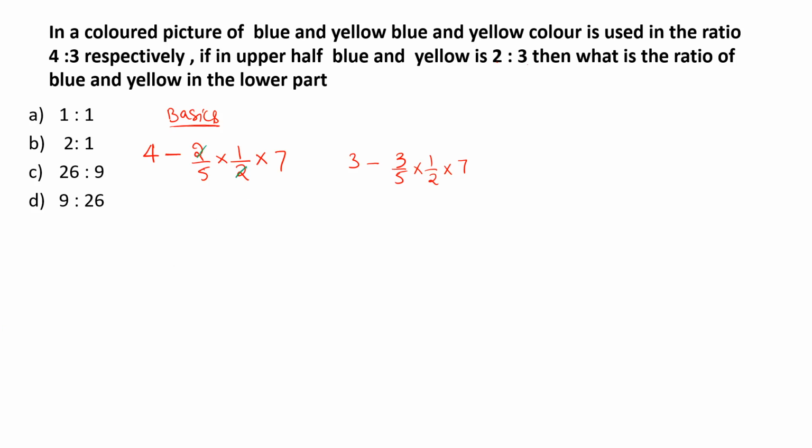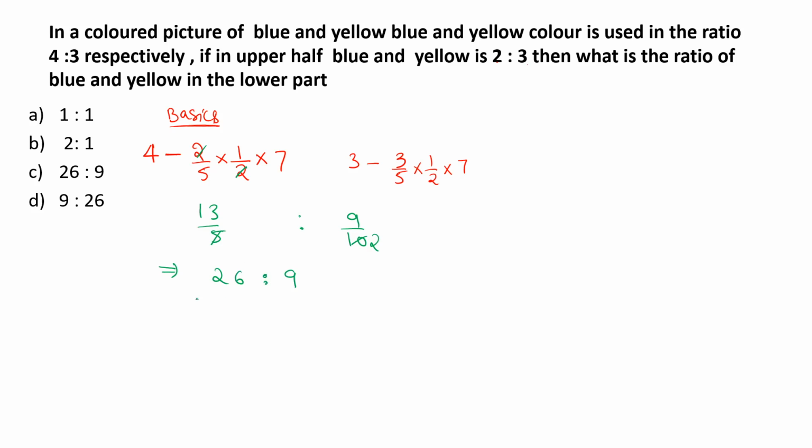Just cancel these 2, 20 minus 7, 20, just cancel this 2 and 13 by 5 is to 30 minus 21, that is 9 by 10. 5 ones and 5 twos, then the ratio would be 26:9.